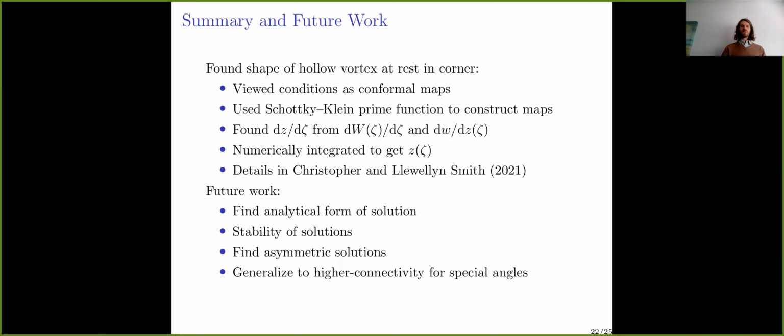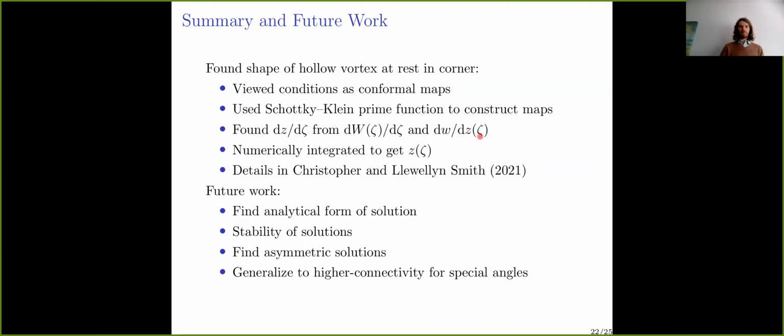How did we do it? We viewed the conditions as conformal maps. So we thought geometrically, and that allowed us to start figuring out how to actually write down the complex potential and the complex velocity. We decided we need maps with certain properties. Lo and behold, we were able to use this Schottky-Klein prime function to construct those maps.